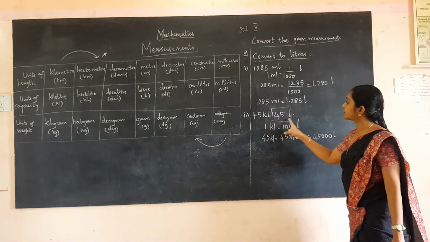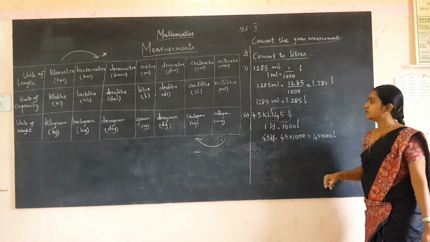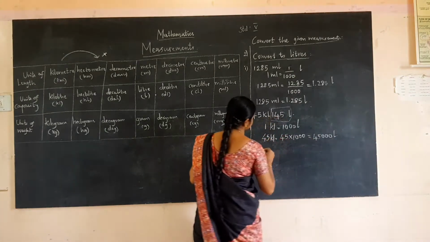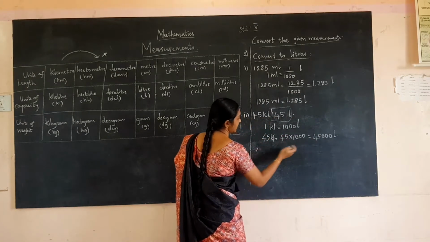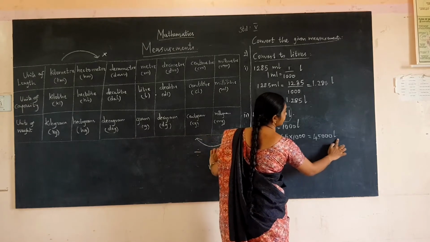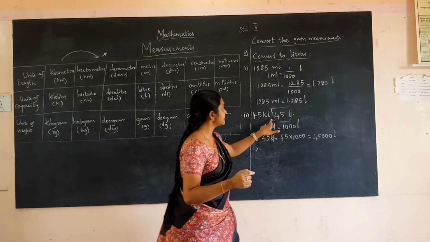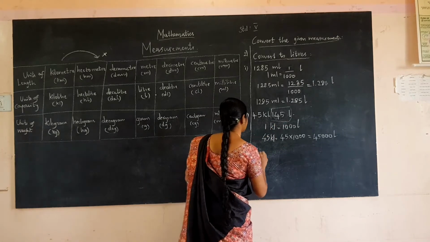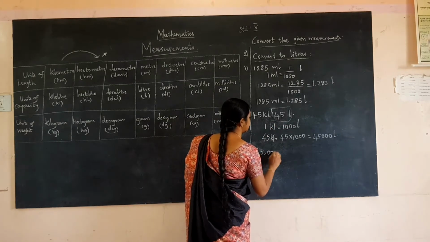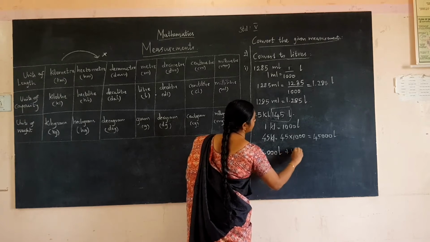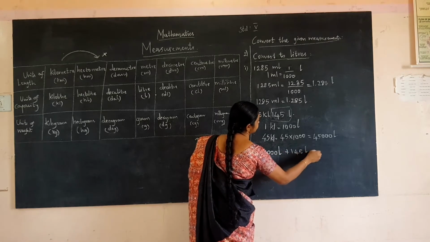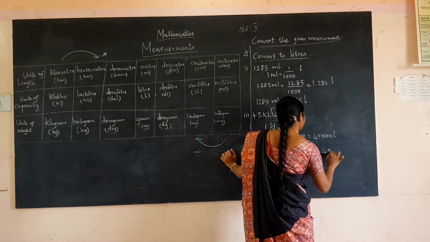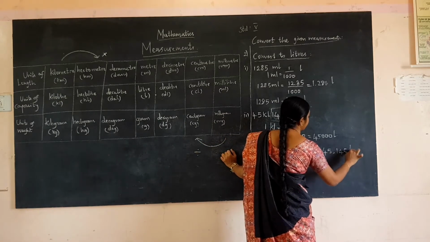We have converted only 45 kiloliter to liter. We are having another unit, 145. So, we have to add that also for the answer. We are having 45,000 liter and extra we are having 145 liter. So, we have to add 45,000 liter and 145 liter. So, the answer is 45,145 liter.